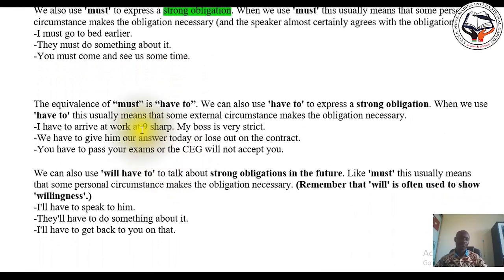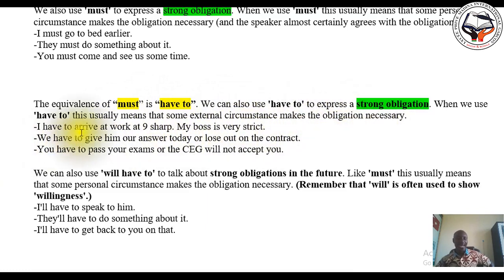The equivalent of must is have to. We can use have to express a strong obligation. When we use have to, this usually means that some external circumstance makes the obligation necessary.